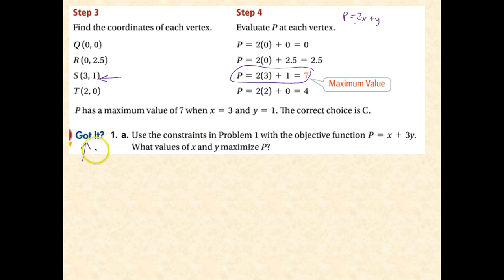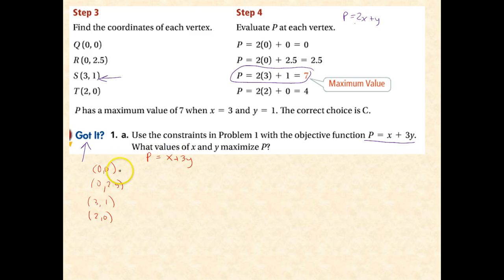Alright, let's see if you got it. Use the constraints in problem 1 with this objective function. What values of x and y maximize p? We're going to use the same vertices, (0, 0), (0, 2.5), (3, 1), and (2, 0), and we're plugging them into p equals x plus 3y.